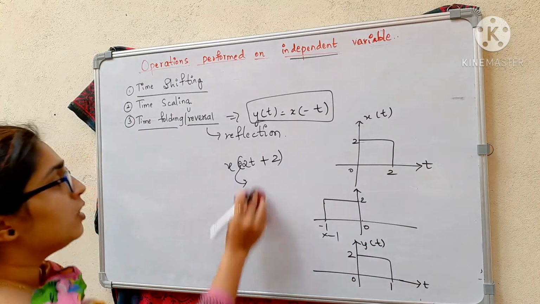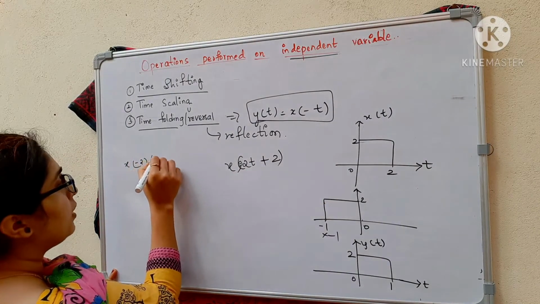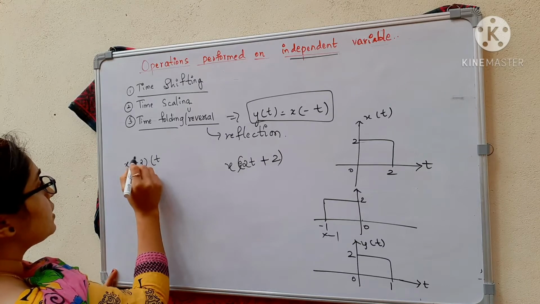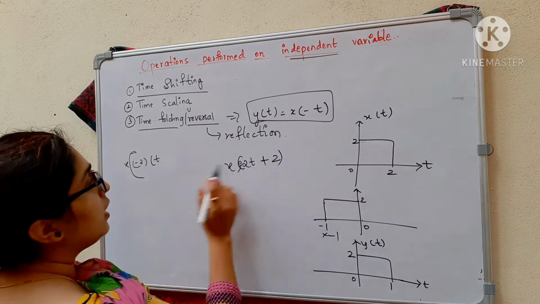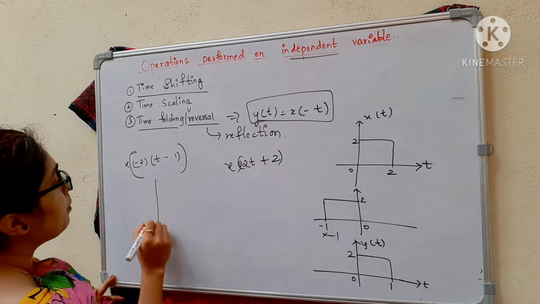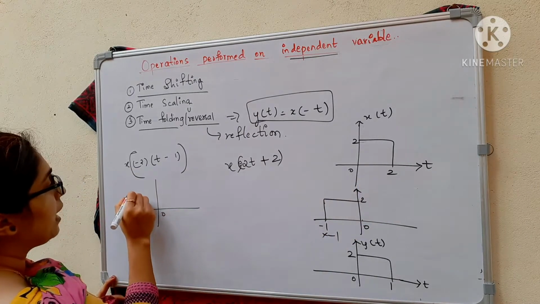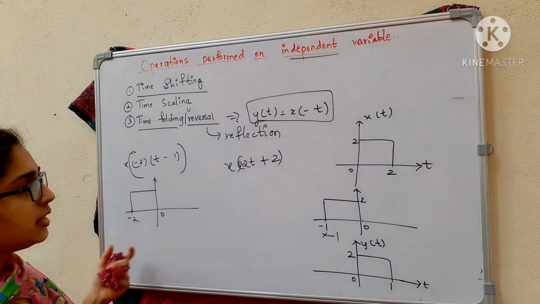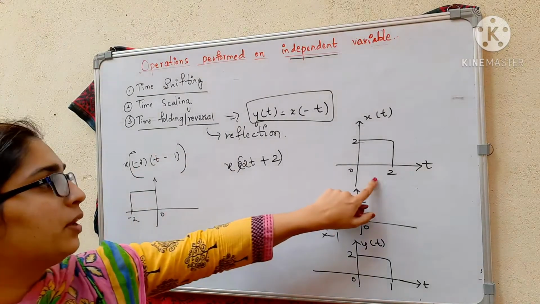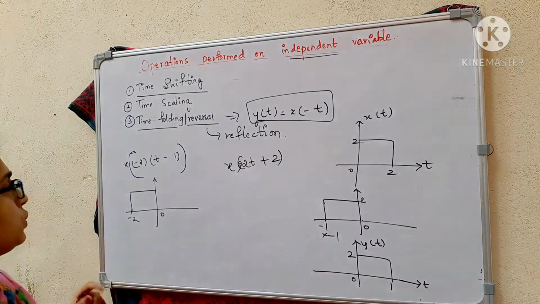So this is your signal which is obtained. If I come from left to right, I will take minus 2 common. Then here you will be having t minus 1. First I will be performing the reversal. That means minus 2 to 0 I will be having a signal, because I am performing the reflection now. So 2 into minus 1, I will get it at minus 2.